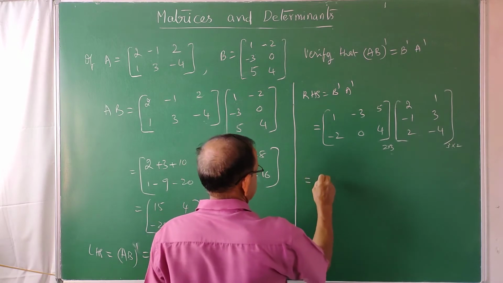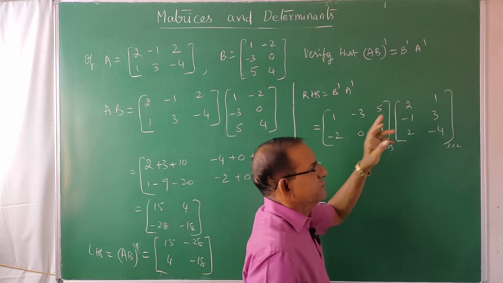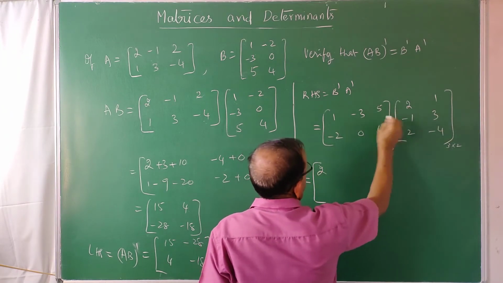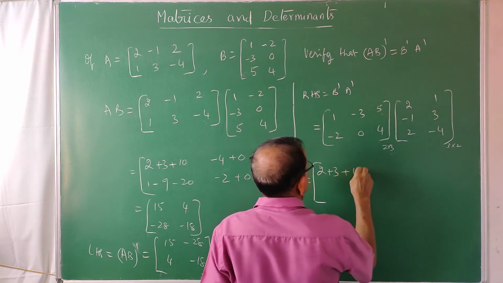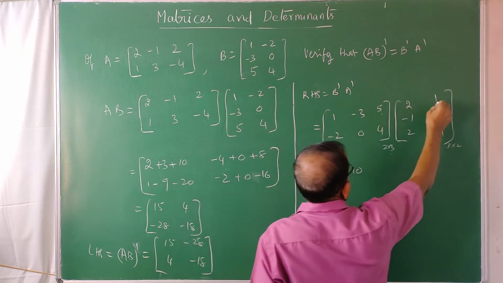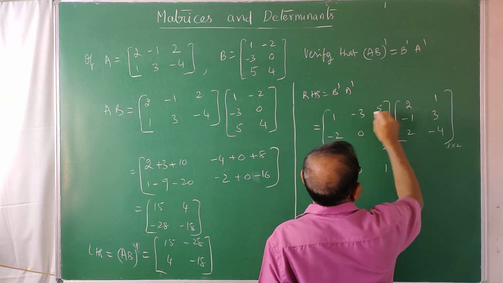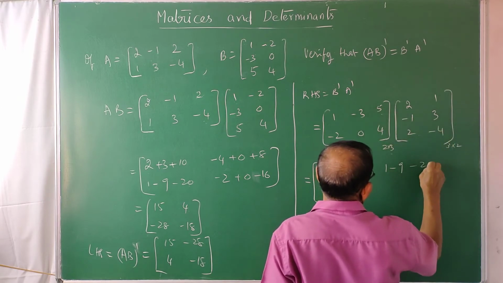So that you can multiply these two also, you will get a 2 by 2 matrix. Now this is equal to, multiply the first row with first column. 1 into 2, 2, minus 3 into minus 1 plus 3, 5 into 2, 10. Now first row with the second column. 1 into 1, 1, minus 3 into plus 3, minus 9, 5 into minus 4, minus 20.